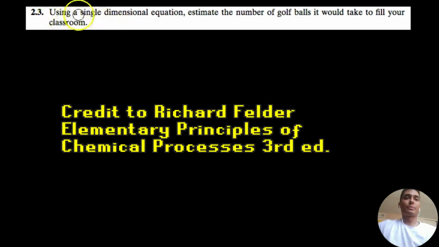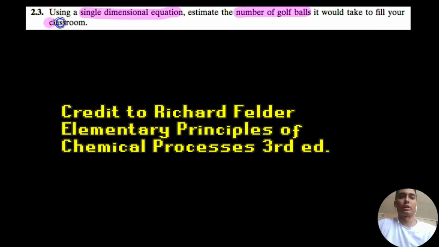So here we are asked, using a single dimensional equation, estimate the number of golf balls Cinderella, why do you want to go to the ball? It would take to fill your classroom. So keyword estimate. This is an example of a question that seems kind of useless, but actually this is something that might be asked on a job interview.